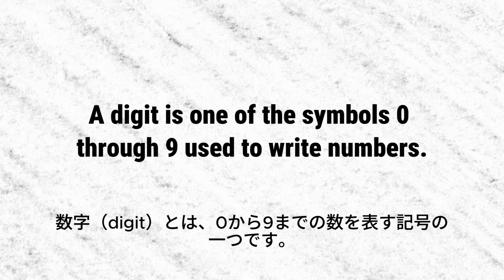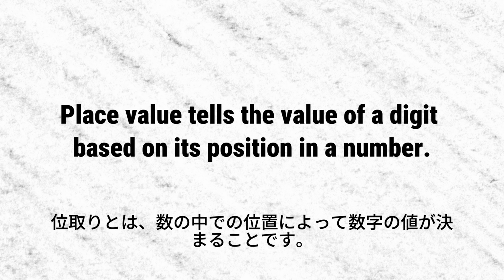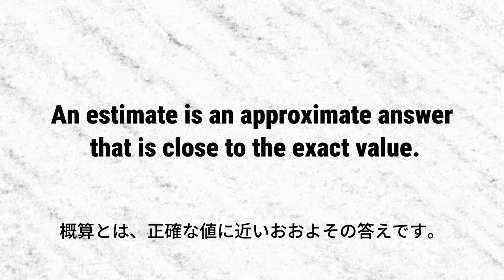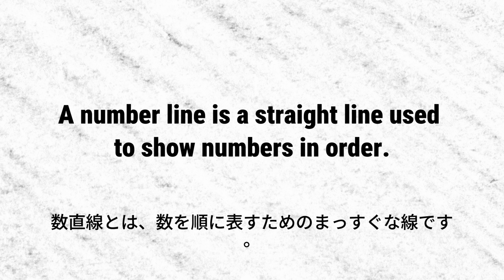A digit is one of the symbols 0 through 9 used to write numbers. Place value tells the value of a digit based on its position in a number. To round a number means to replace it with a nearby number that is easier to use. An estimate is an approximate answer that is close to the exact value. A number line is a straight line used to show numbers in order.